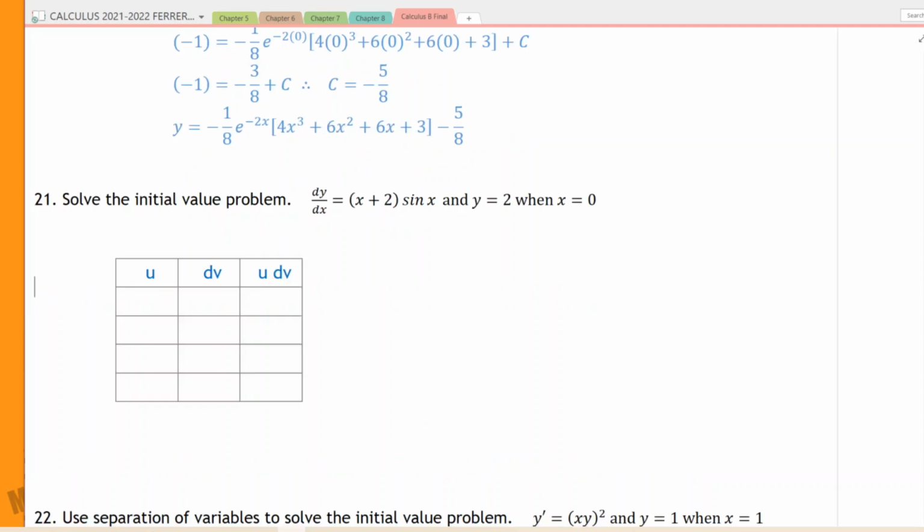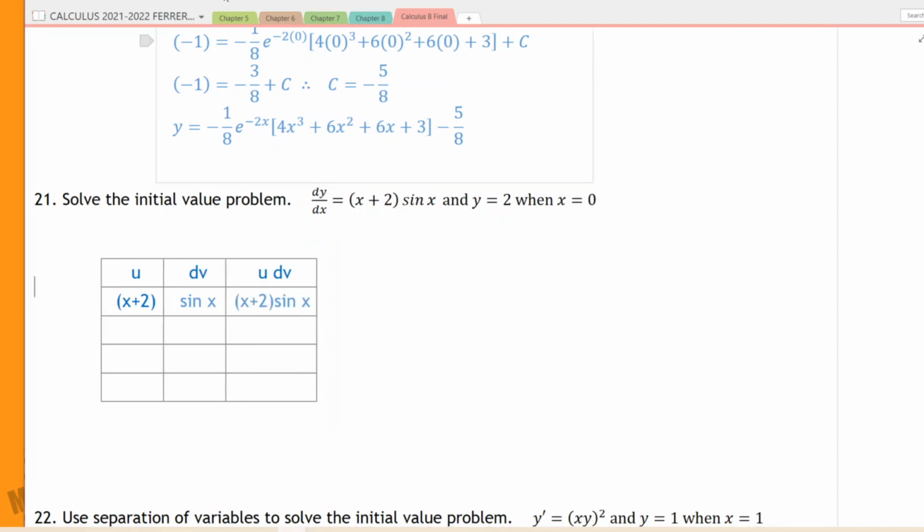I'm not 100% sure about how many rows I'm going to need, but I do know that u is going to be x plus 2 and dv is going to be sine x, and then we'll multiply like we always do. One nice little feature about using the tabular method with 3 columns is that when you multiply u and dv, you should get the original integrand over here. So a little bit of error checking.